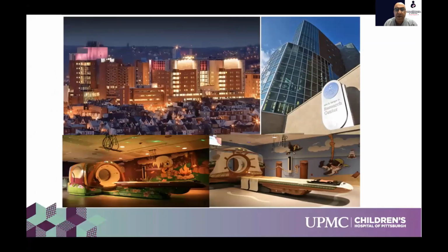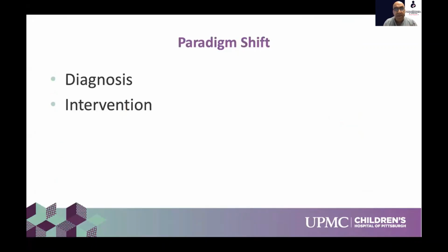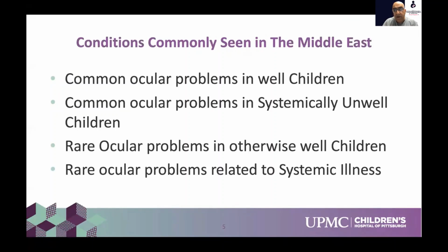I thought what would be a good idea is to really talk to you about what I mean by a paradigm shift. Pediatric ophthalmology and strabismus for a very long time was considered to be strabismus and runny eyes, blocked tear ducts. But I want to show you that there's been a real paradigm shift in both the diagnosis and the interventions we can do now as we've become more and more super specialized within this field of pediatric ophthalmology.